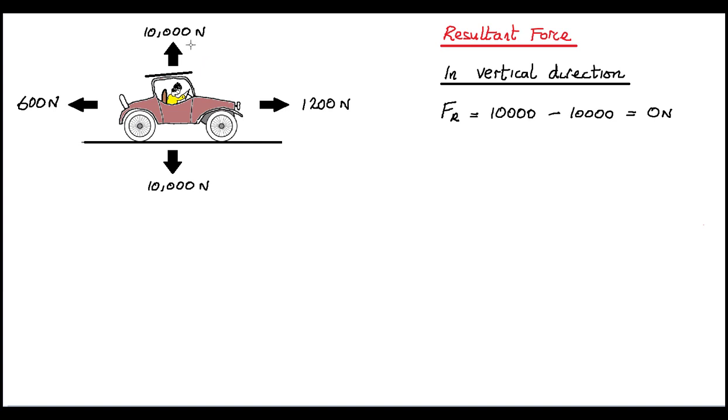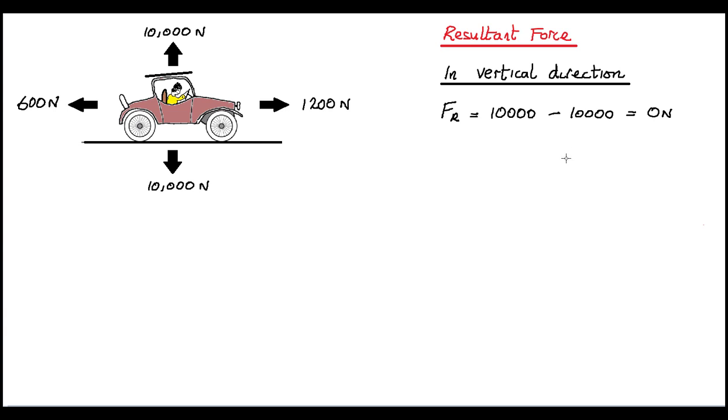And in this case, the resultant force will be equal to, well, you have a reactive force of 10,000 newtons pushing in the upward direction, which is balancing the 10,000 newtons weight of the car acting in the opposite direction, acting downwards, which is the negative direction. So to find the resultant force in the vertical direction, we take the 10,000 newtons upwards minus the 10,000 newtons due to the weight, which is equal to 0 newtons. So the forces in the vertical direction will cancel out.